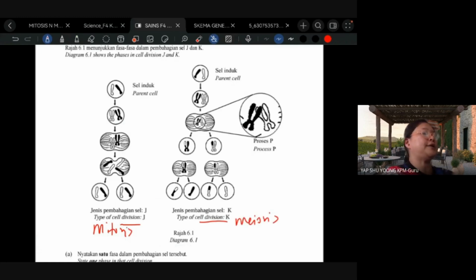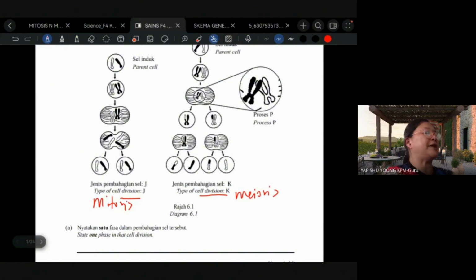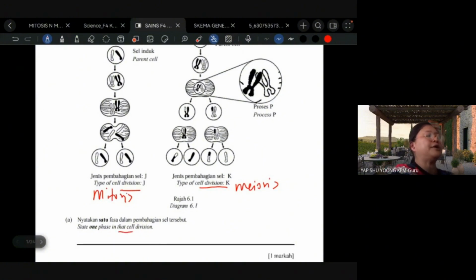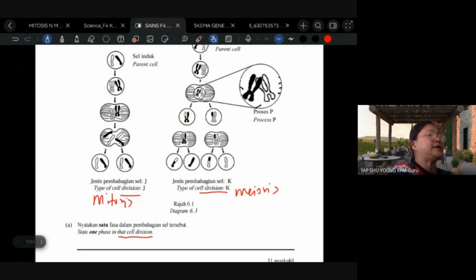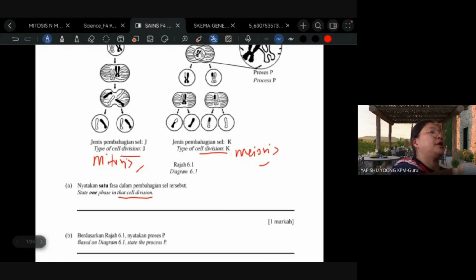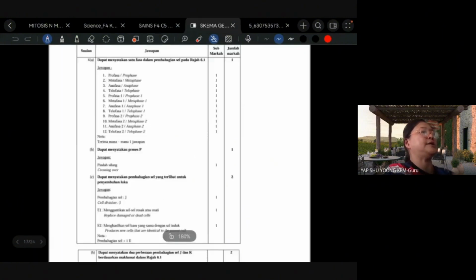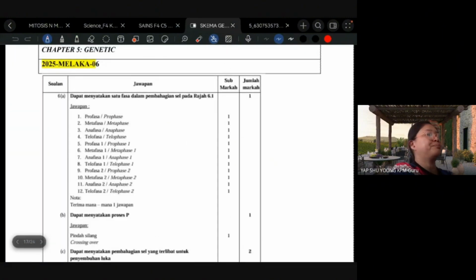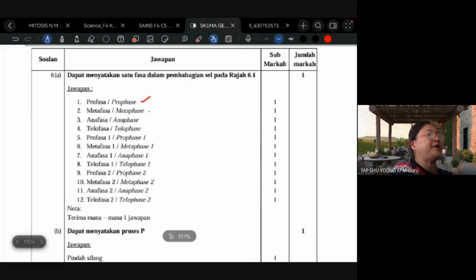Crossing over takes place. State one phase in the cell division. You can put any phase in the mitosis and also any phase in the meiosis, so we got a lot of answers. Your answer can be prophase, metaphase, anaphase, telophase, prophase 1, and so on. All are accepted.